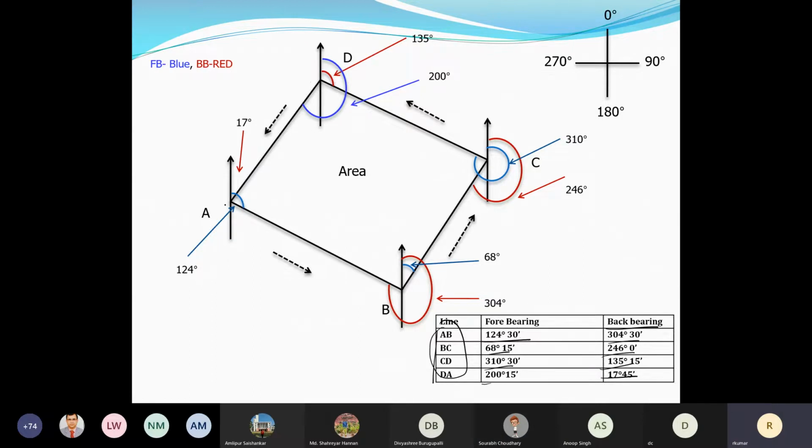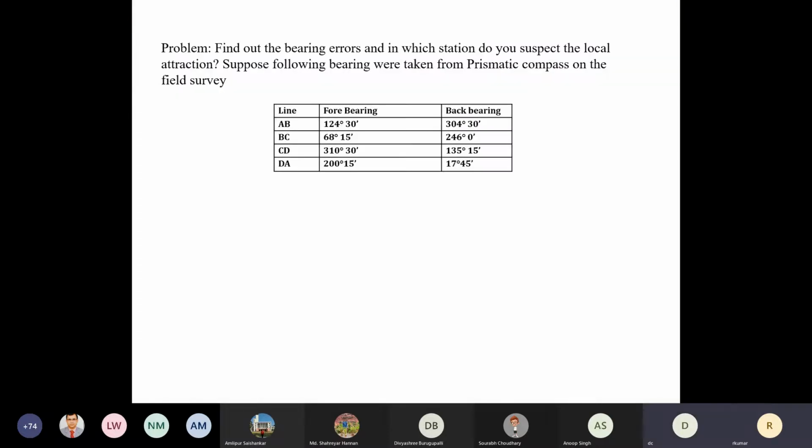It means we will assume that our AB is the correct line. Based on that, we will correct all the others: BC, CD, and DA. We will discuss how to do it. So this is one numerical problem. Now any doubt so far you can ask. We will show some video.